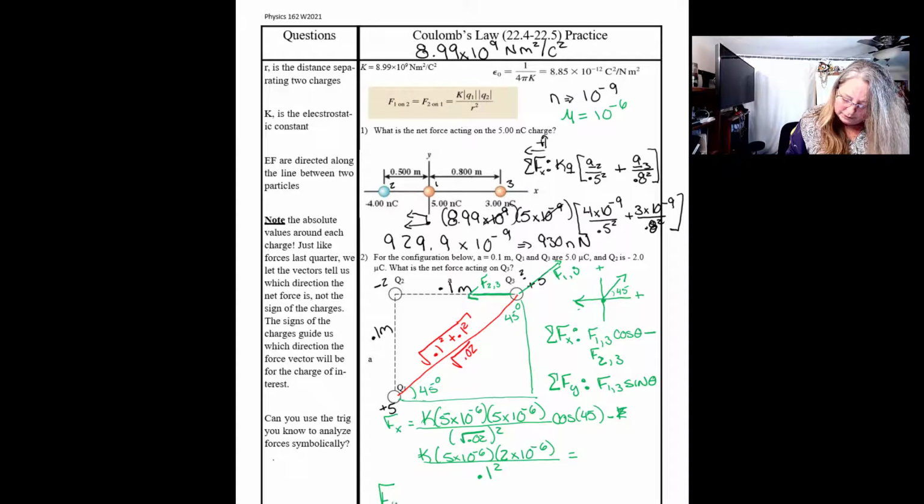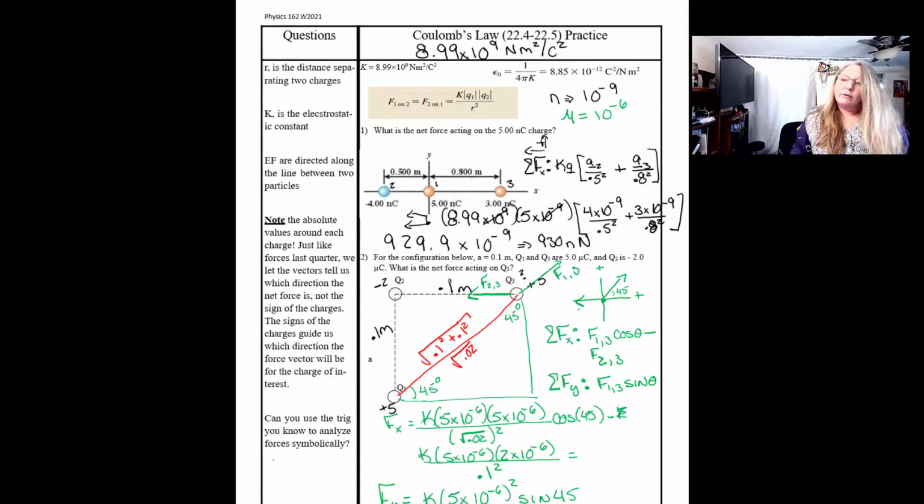And then the force in the y, well, that is just going to be our K. And the only thing we have is the two same charges being repelled going up. So this time I'm just going to simplify it. 5 times 10 to the negative 6 squared, divided by, well, square root of 0.02 squared is just going to be 0.02. There's my r squared. And times sine of 45.